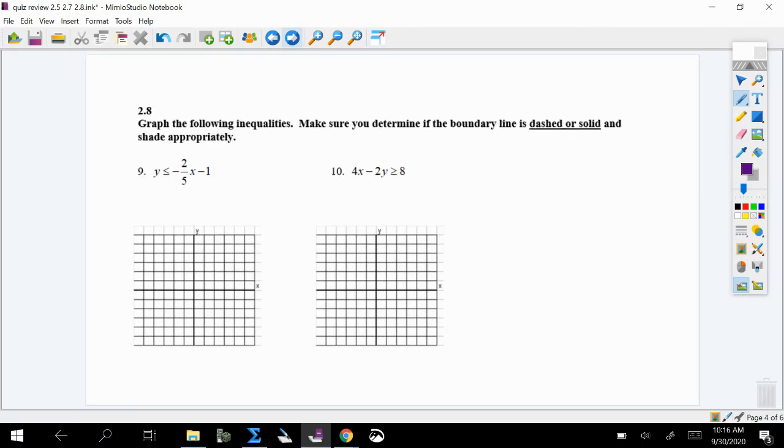2.8, the focus in 2.8 is to graph linear inequalities. So I want to show you one in slope-intercept form. I want to show you one in standard form. And then I want to show you a couple where the graph's already provided and you have to figure out the inequality. So for number 9, it's in slope-intercept form.